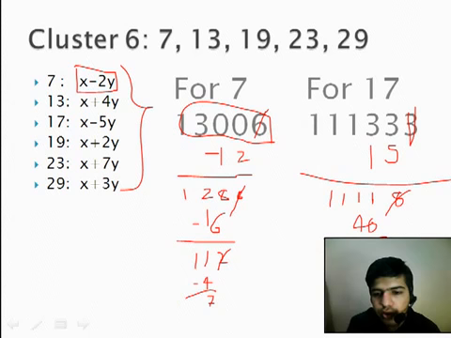Now we know that when we multiply 17 by 6, we get 102. So 102 is a multiple of 17. So we can stop here and we can say that this entire number is a multiple of 17. Similarly, you have to internalize all the rules for numbers 7, 13, 17, 19, 23 and 29. Thank you.